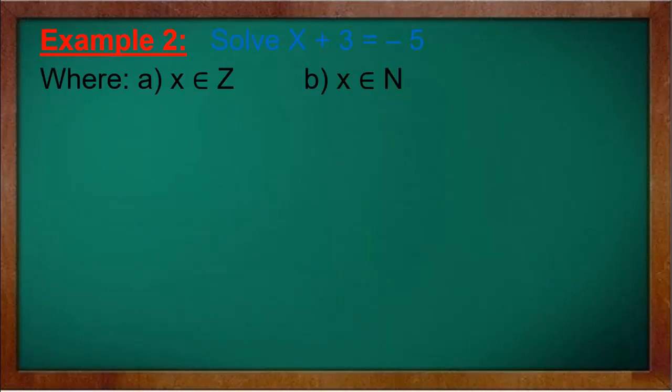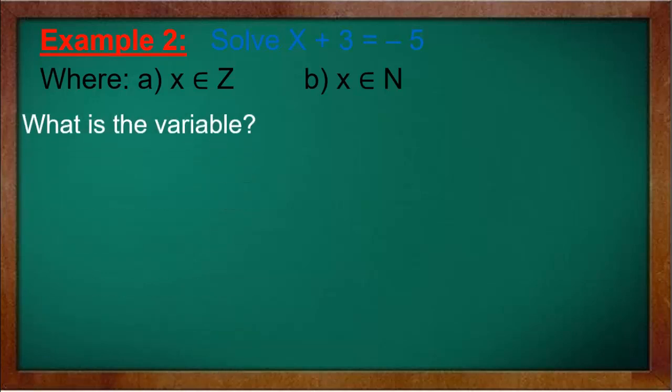Solve x plus 3 equals negative 5, where number A, x belongs to Z, and number B, x belongs to natural numbers or N. So here first, I'm going to solve my equation normally and find the solution. Then I'm going to see that this solution belongs to Z, and next time I'm going to see that this solution belongs to N. Let's start and see.